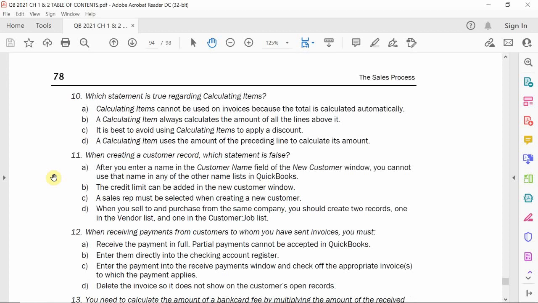Number 11, okay, when creating a customer record, which statement is false? I think it's C. C is correct. A sales rep must be selected when creating a new customer. In this case, it's only subjective, right? If your company has sales representatives, if you want to have this person be in charge of their customers, if you want to segregate or have commissions, then yes. But it's not required, so that statement is false.